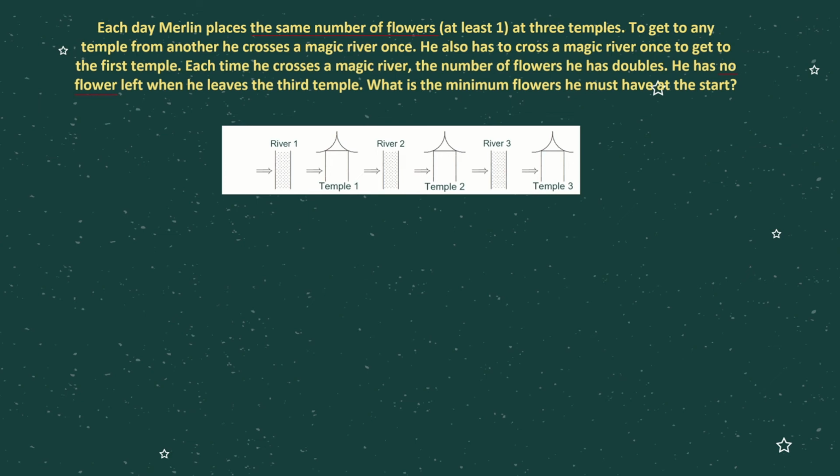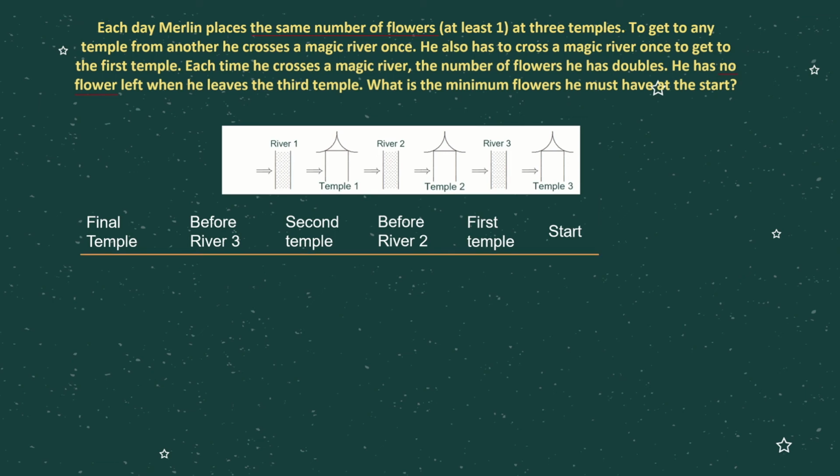So we could probably work this out backwards by guessing what flower he had left at the last temple and then work out if it fits what is described in the question. So let's draw a table with what we have at the final temple, what we have before crossing River 3, what we have at the second temple before leaving the flowers there, before River 2, at the first temple, and finally the number of flowers before crossing the first river, which is of course what we have at the start.